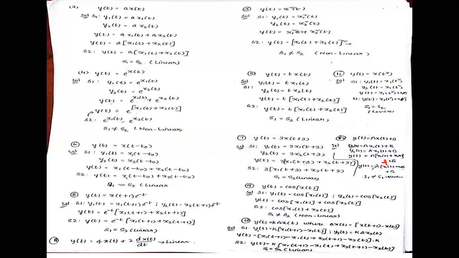And y of t is equal to only a into x1 of t plus x2 of t plus b. The both are non-linear functions, because the signal is only added here, x1 plus x2, but b is alone here. Without the b, a into x of t is a linear function. With the b, it is a non-linear function, my dear students. Understood?